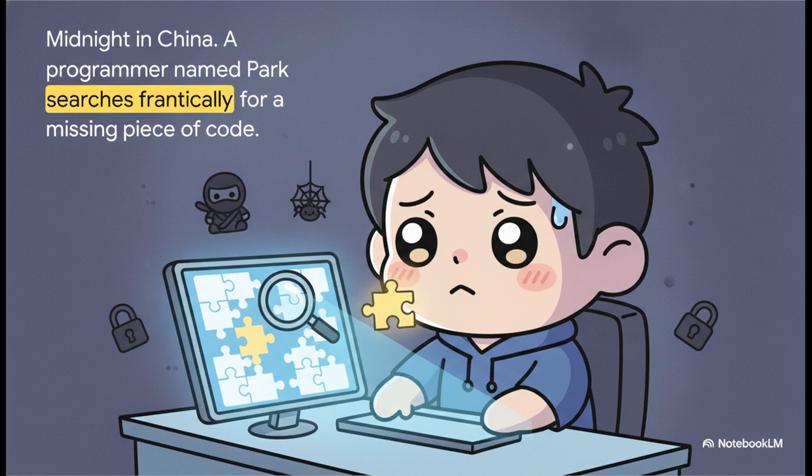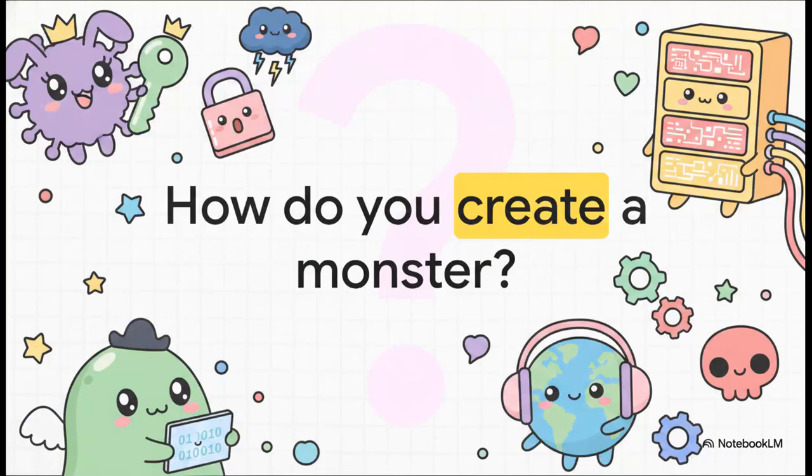His code just isn't doing what it needs to do, and, well, failure in his line of work brings some pretty severe consequences. He isn't furiously typing away like a hacker in a Hollywood movie. Instead, he's methodically scouring hacker forums and the dark web. He is desperately searching for the one missing piece to his puzzle. Which brings us to a frankly terrifying question. How do you create a monster?